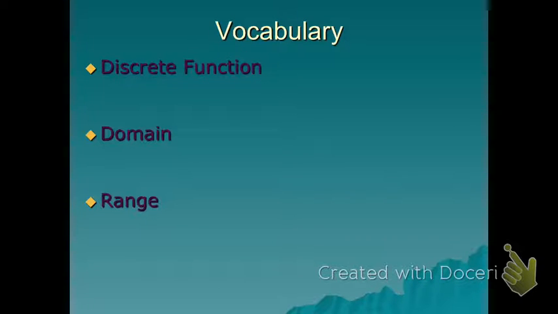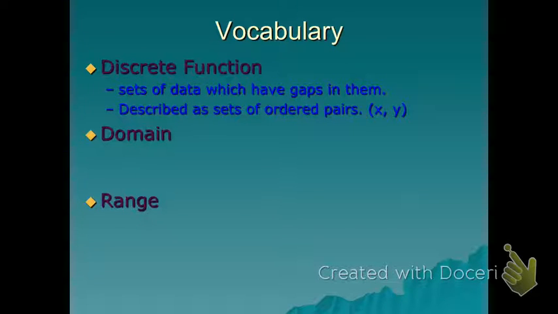So the first thing, a discrete function is a set of data which has gaps in it. So it's going to be information that's given to you, but that you can't just plot on a graph and keep your line moving. Okay? In other words, they're going to be described as sets of ordered pairs, or x comma y. And you know what those are.